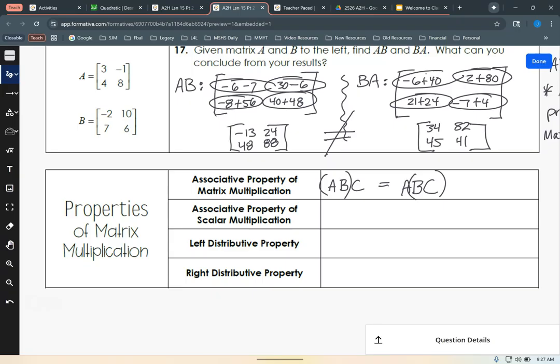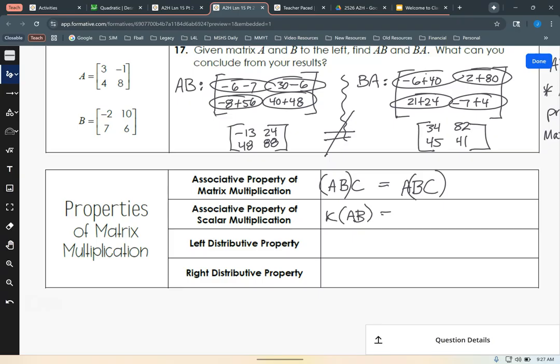All right. Now, we can also do this with our scalar multiplication. So watch this. Let's say K is going to be our constant, our scalar, and we wanted to multiply that by a product AB.